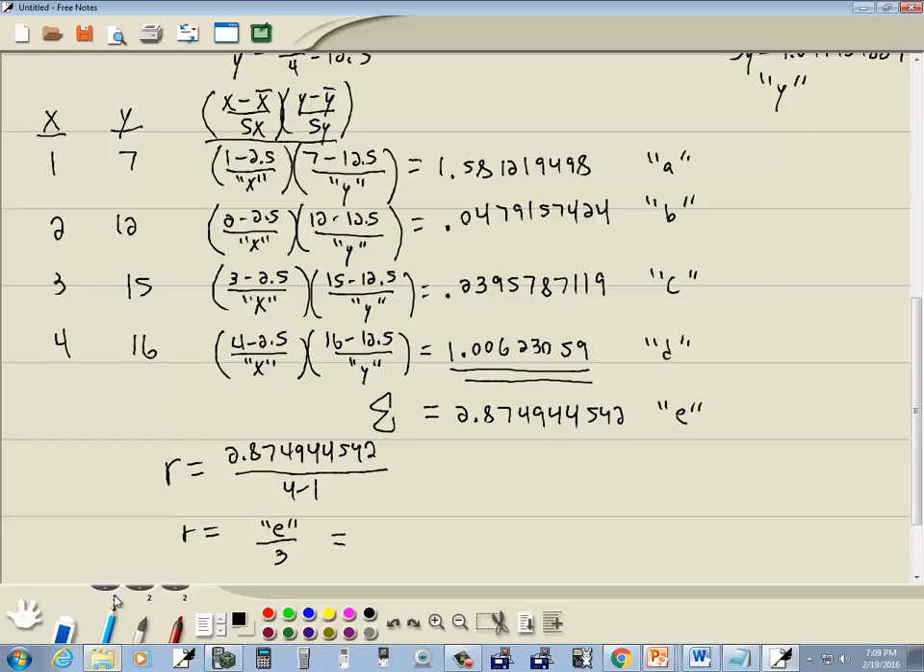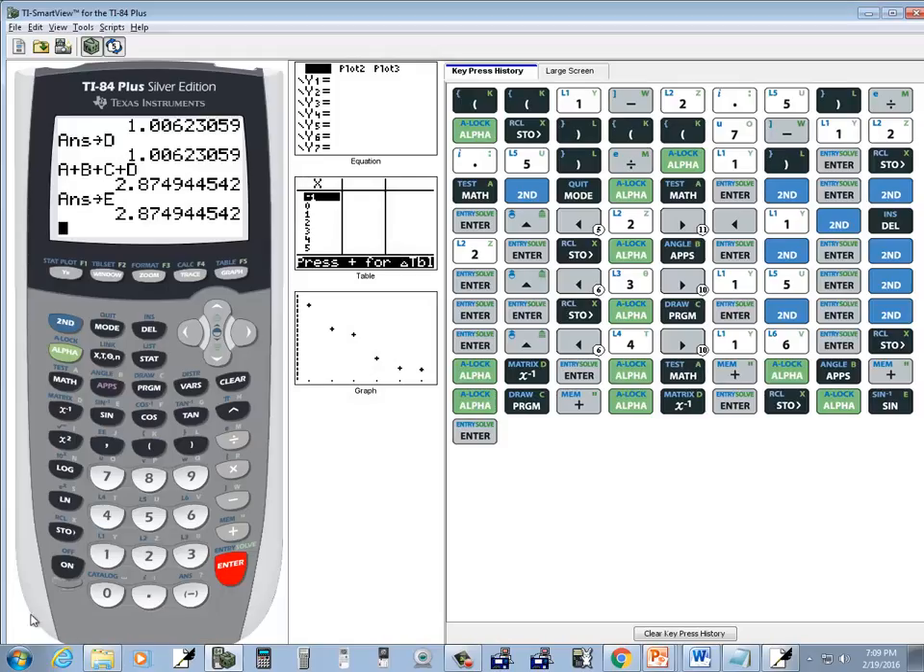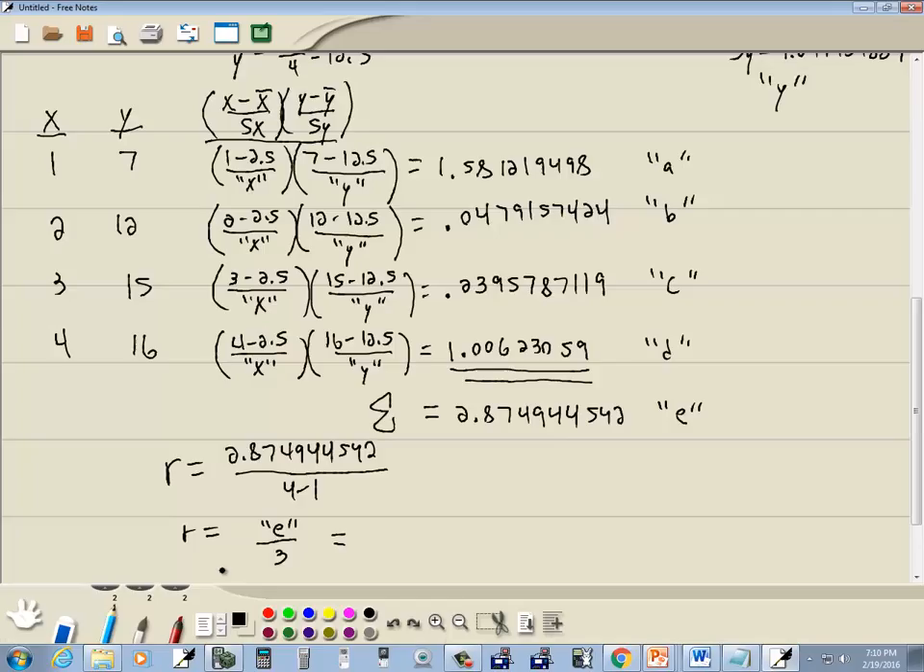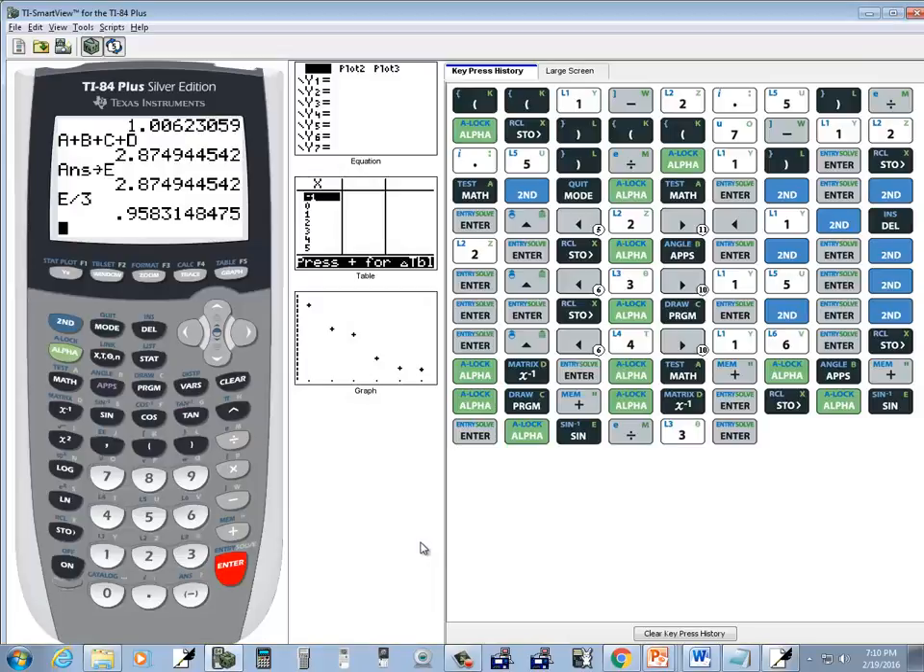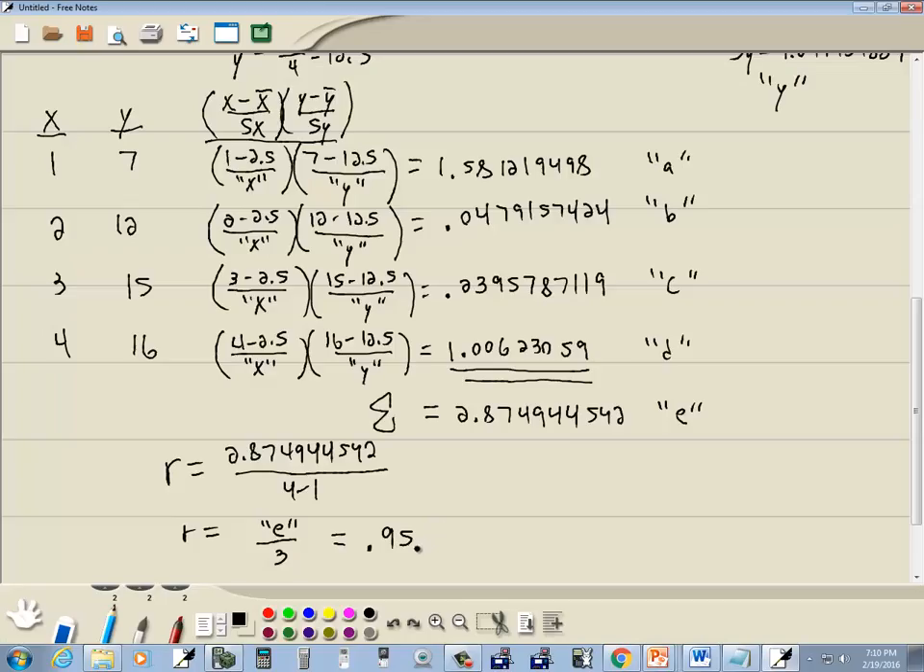Okay, so I'm going to come over to my calculator. I'll do alpha E divided by 3. And we get 0.95, and I'll take it to 4 decimal places, 0.9583.